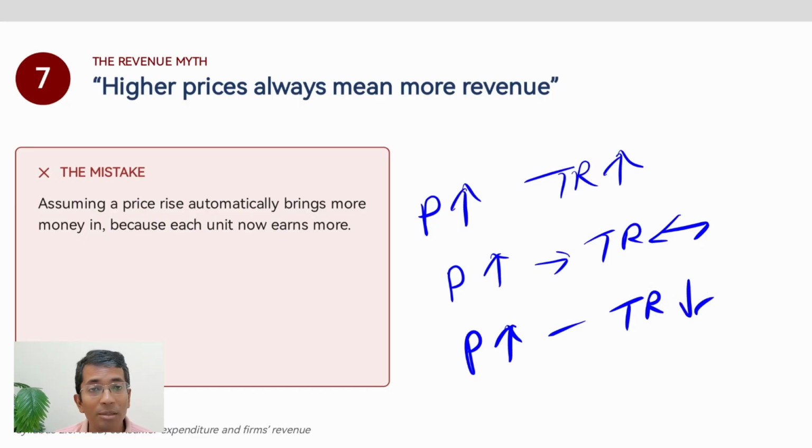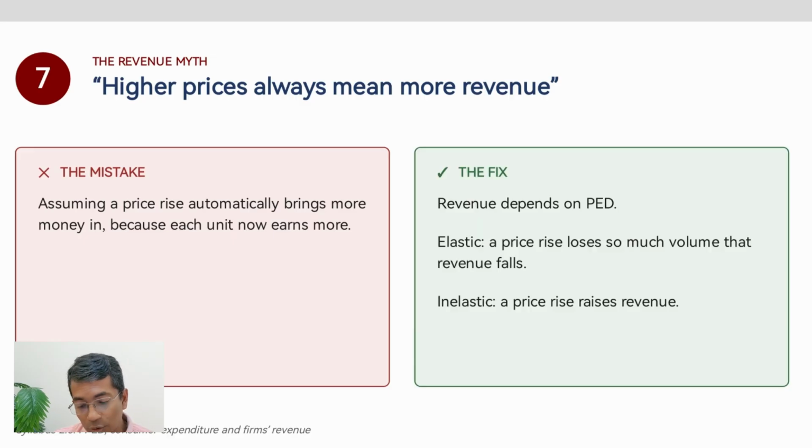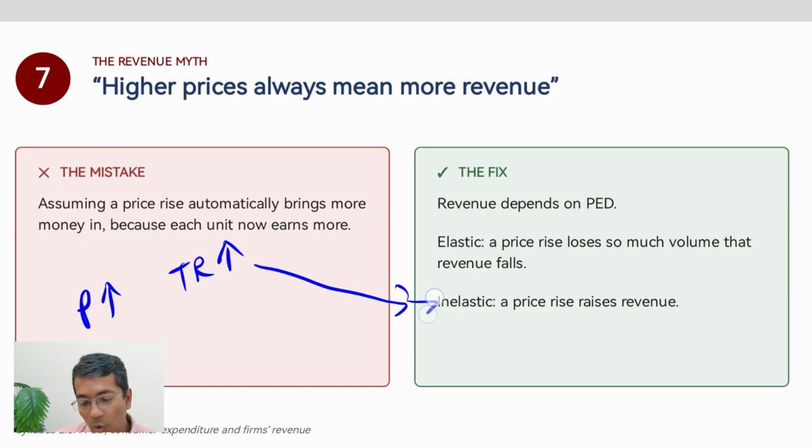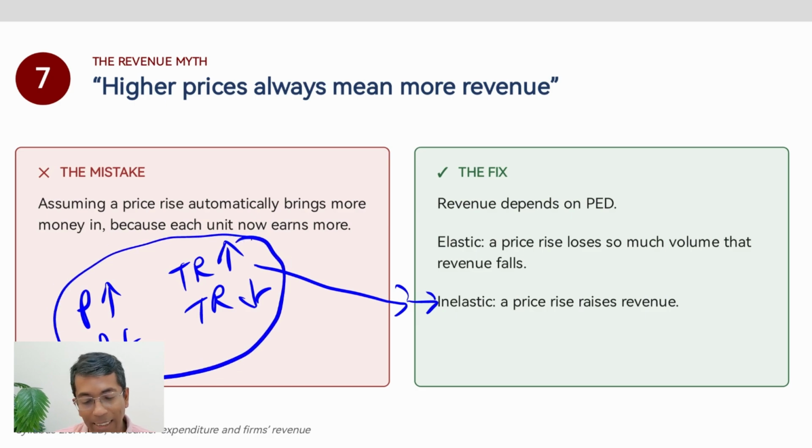All three are possibilities. Keep that in mind, and all these possibilities depend on the elasticity. So it is very important to understand that when price is rising, total revenue will also rise only when price elasticity of demand is inelastic. Remember, when price and total revenue move in the same direction, and also when the price goes down and total revenue also comes down, it means the same thing. That is all about inelastic demand.